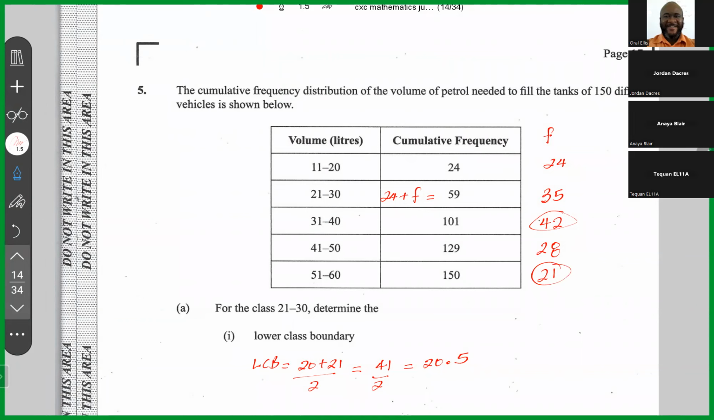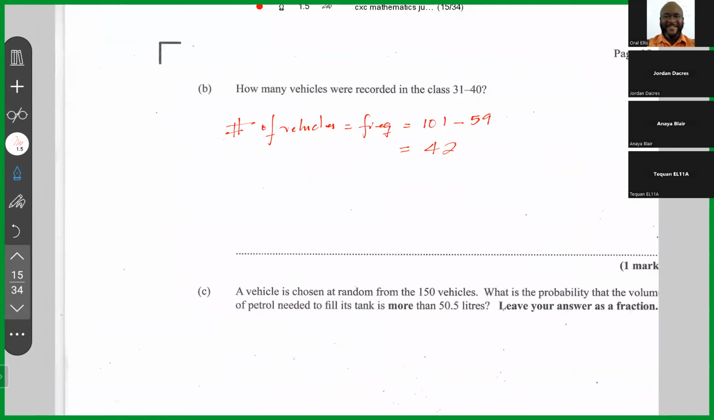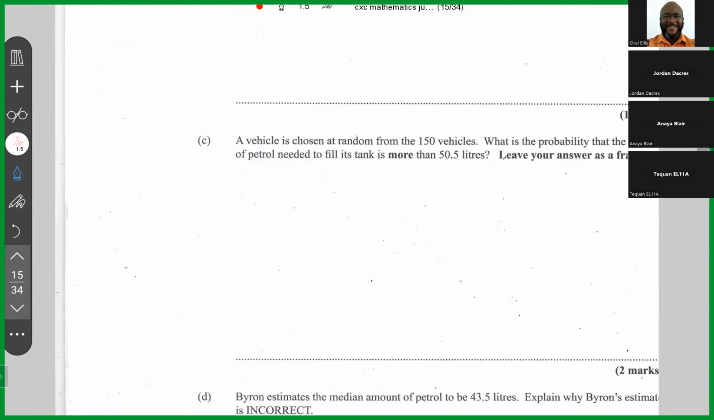21 vehicles. So the probability that the volume is greater than or equal to 50.5 liters is equal to the number of vehicles, 21, over the total number of vehicles, 150. I guess you could simplify it if you want, as long as you leave your answer as a fraction. This would be 7 over 50. You're told by the examiner to leave your answer as a fraction.